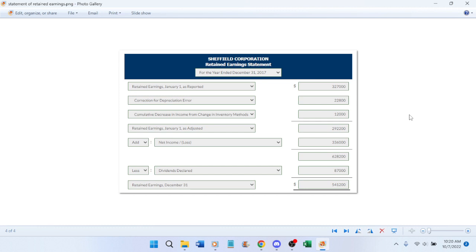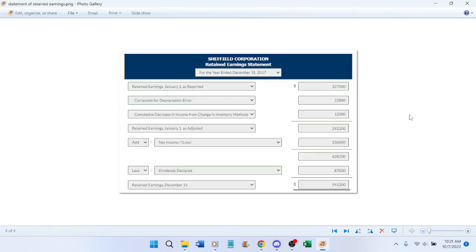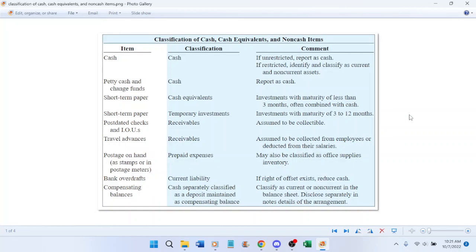I'm going to close my eyes and tell you what to do for a statement of retained earnings. You do retained earnings January 1 as reported, corrections for errors, retained earnings January 1 as adjusted. And then add net income, subtract dividends declared, retained earnings on December 31st equals. So that's pretty easy. Oh wow, it loops. I didn't know that.